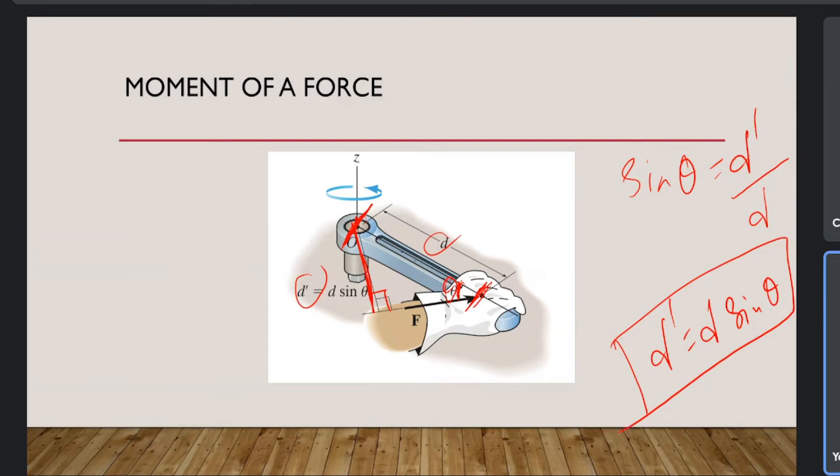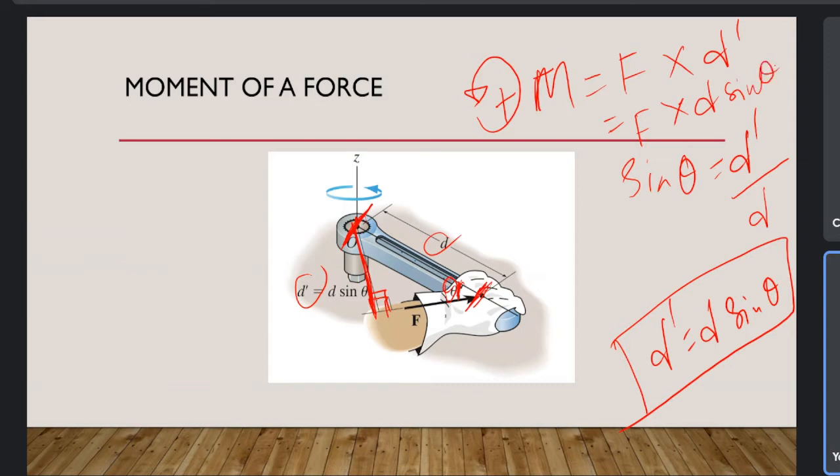So if you are going to find d dash, it should be cross multiplied: d sine theta. And this is the perpendicular distance. So to find the moment counterclockwise, considering that as positive, the formula should be force times d dash. Since d dash is d sine theta, that is force times d sine theta. This should be the formula if the force is applied at a certain angle.